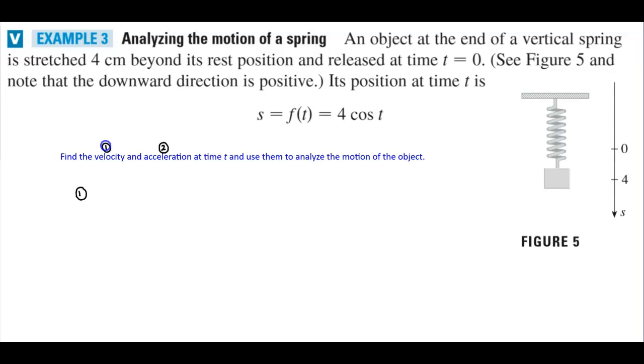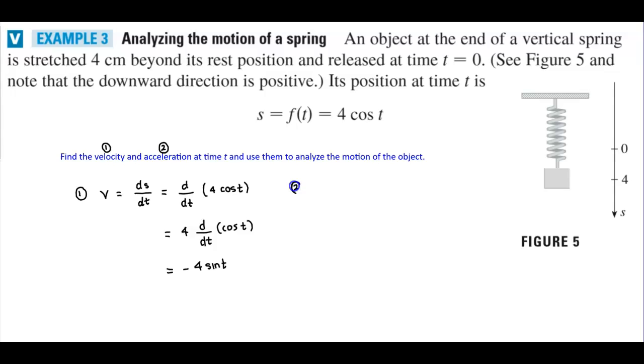So for step 1, let's recall that the velocity is equal to ds over dt. That means we want to find the derivative with respect to t of 4 times the cosine of t. Recall that we can factor out the constant 4 and multiply it by the derivative with respect to t of the cosine of t. That's equal to negative 4 times the sine of t, because we know that the derivative of the cosine of t is negative sine of t.